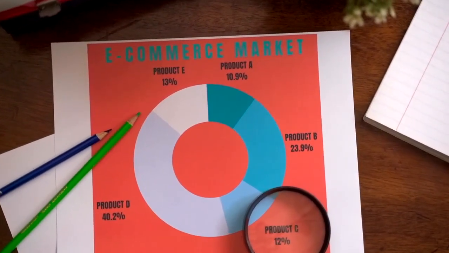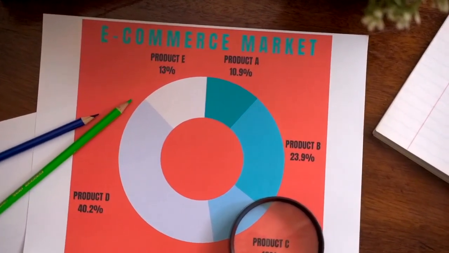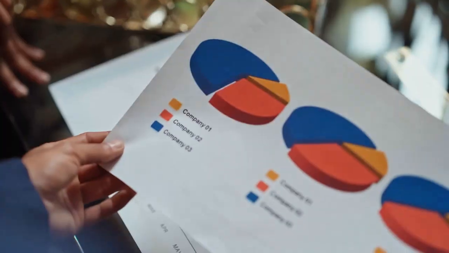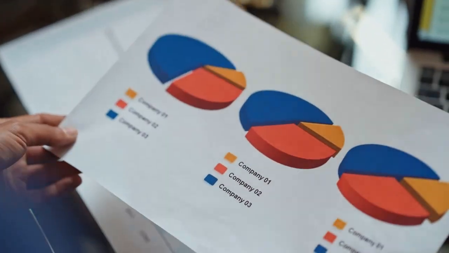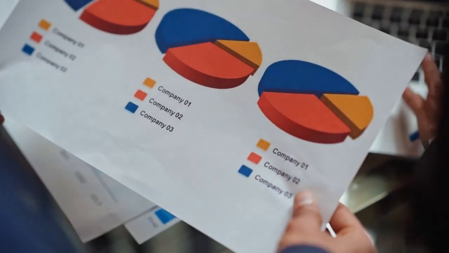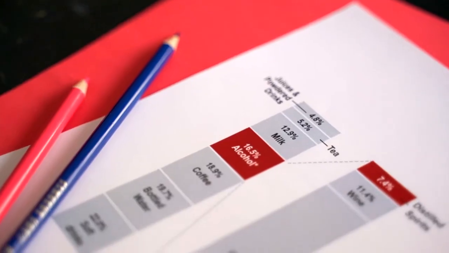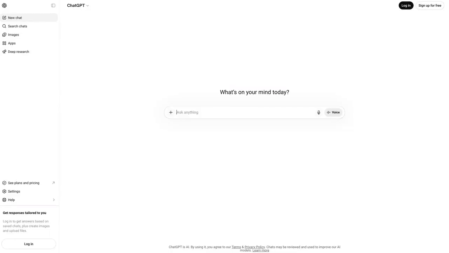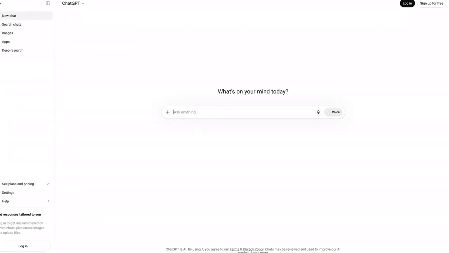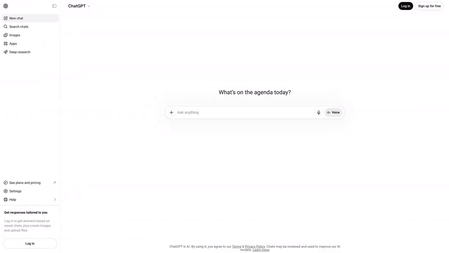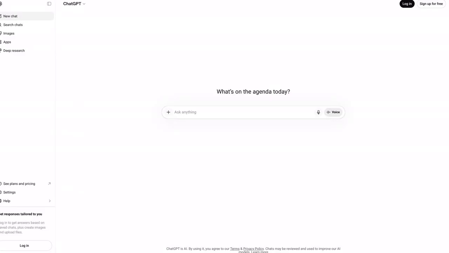To use ChatGPT for market research, you can ask it to provide data and statistics on your industry, or to summarize recent news articles and trends. You can also ask ChatGPT to generate a SWOT analysis, which can help you identify strengths, weaknesses, opportunities, and threats for your business. Another way to use ChatGPT for business planning is to generate financial projections.